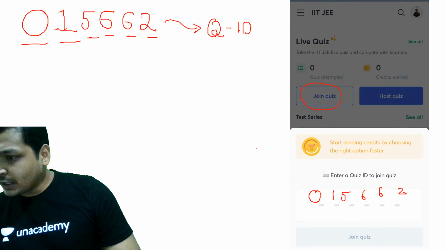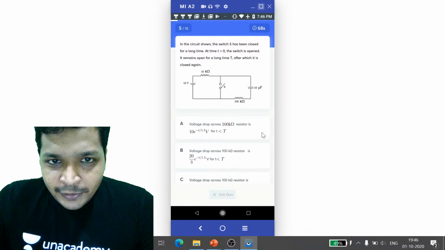So let's analyze this question. I don't think this is a pen and paper question. Let's have a look at the circuit given below.